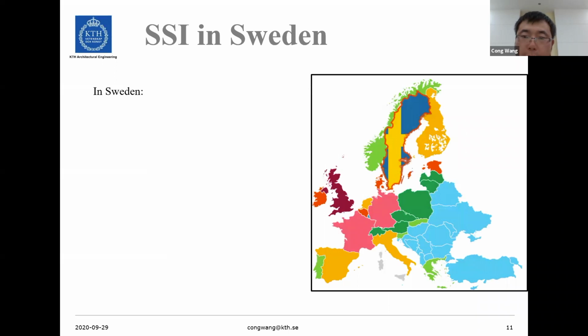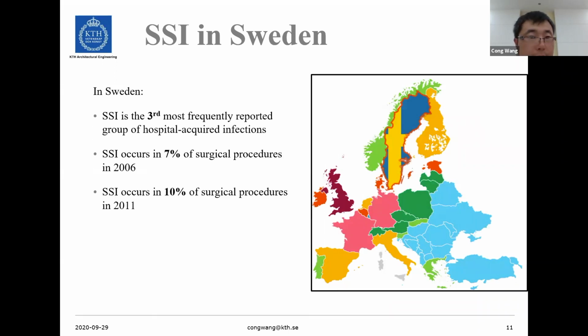Then what about the situation in Sweden? Here are some statistics. Surgical site infection is the third most frequently reported group of hospital-acquired infections in Sweden. It occurred in 7% of surgical procedures in 2006, but in 2011, this number went up from 7% to 10%.